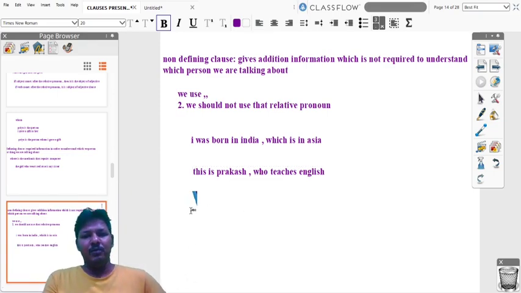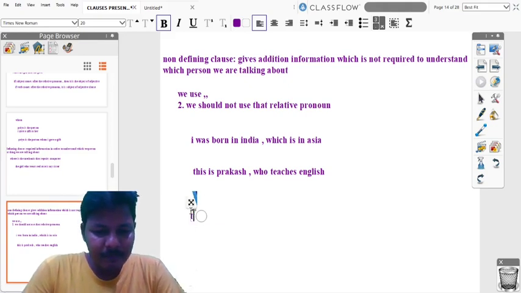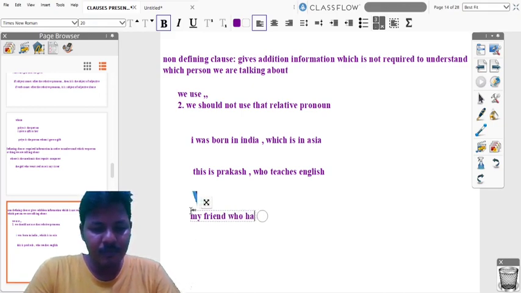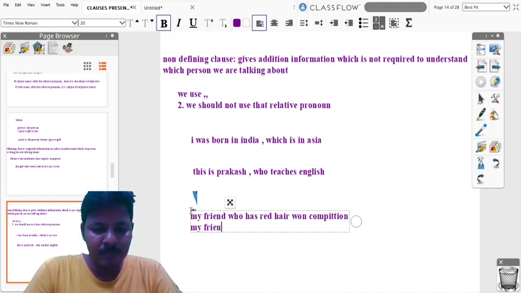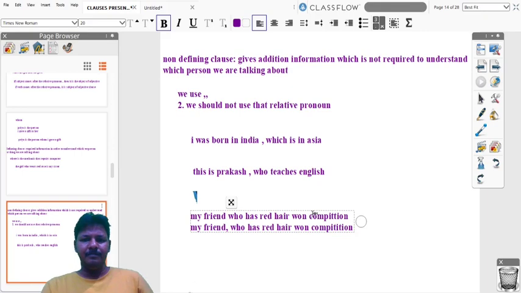Let me ask you one question. My friend, who has red hair, won the competition. My friend who has red hair won the competition. So friends, here, what is the difference between them, friends?